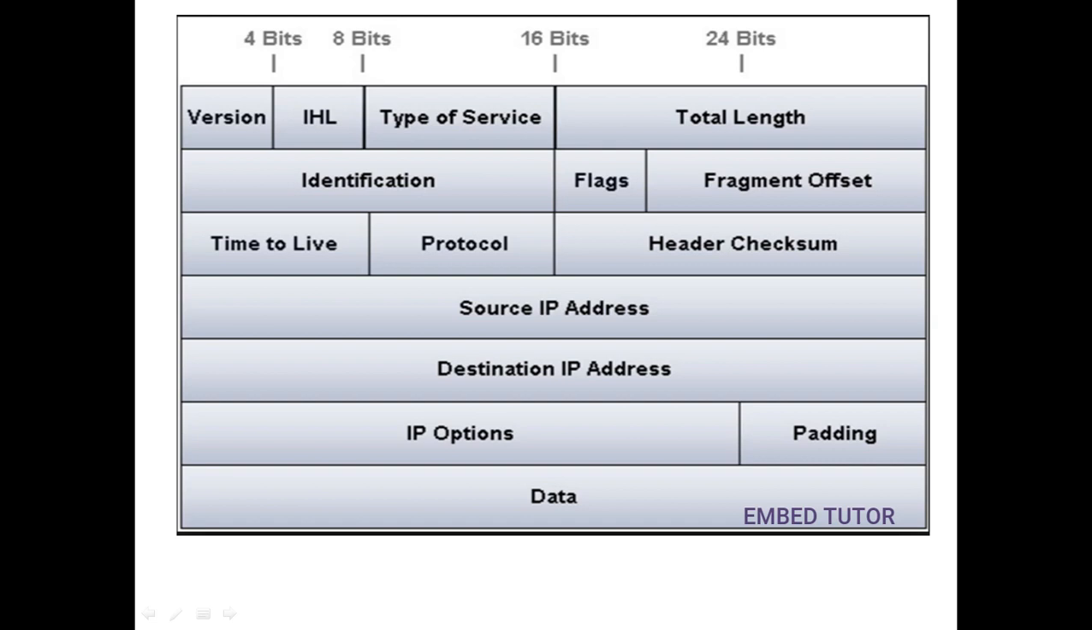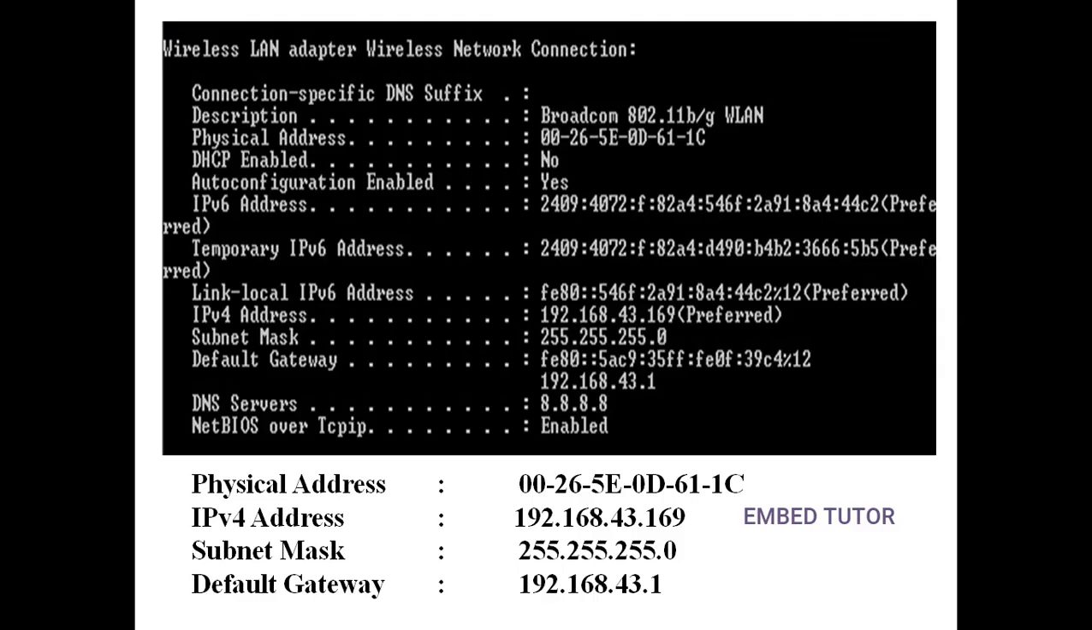So far we discussed the application layer header, the transport layer header, and the IP header. Now when you go to the command prompt and type ipconfig space /all, you will get some information. From that information, we are going to get another interesting addressing scheme called physical address. That is nothing but the layer 2 address.